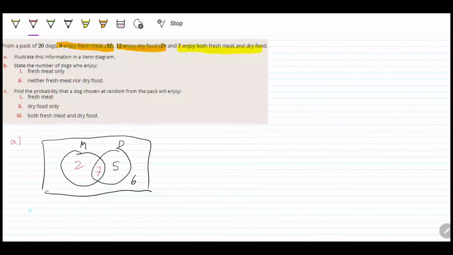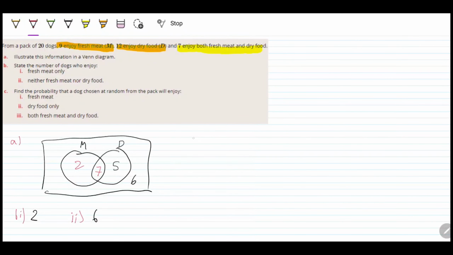Okay, in part B. So BI is asking us, state the number of dogs who enjoy fresh meat only. So for dogs that enjoy fresh meat only, this will be just the 2. Okay. State the number of dogs who enjoy neither fresh meat nor dry food. So neither fresh meat nor dry food, this will be 6, because they don't belong in any of them.